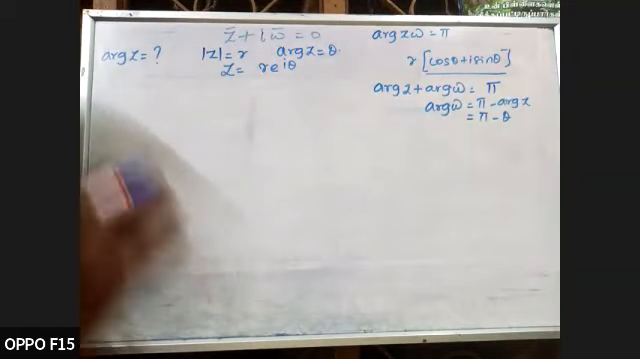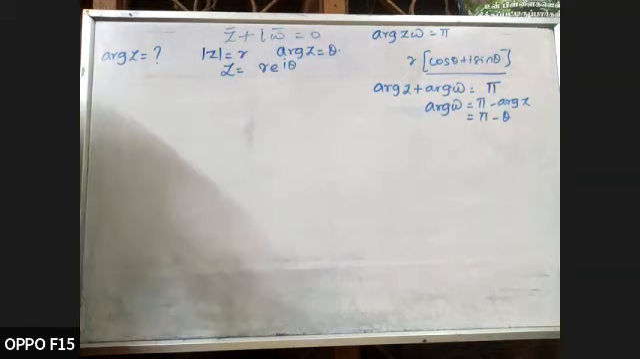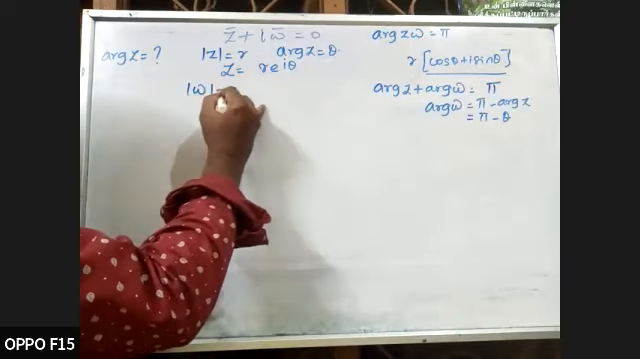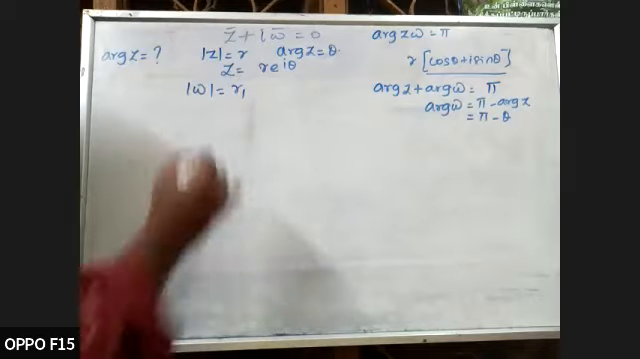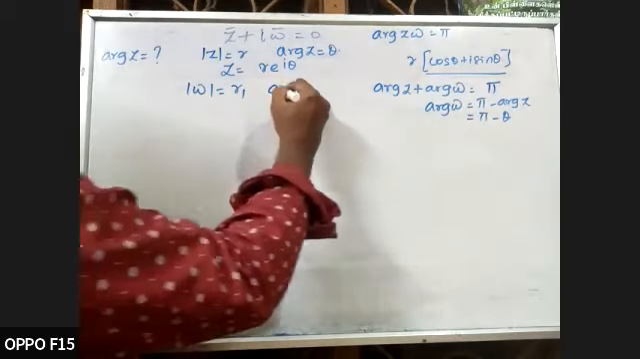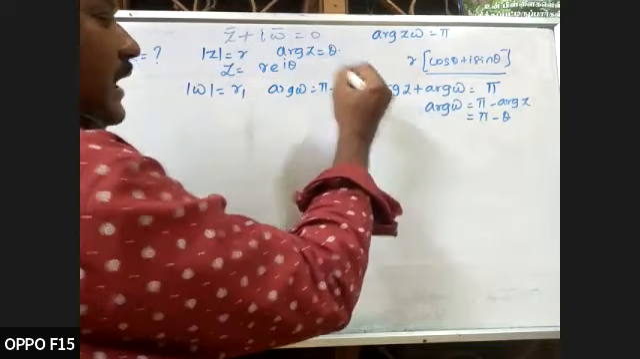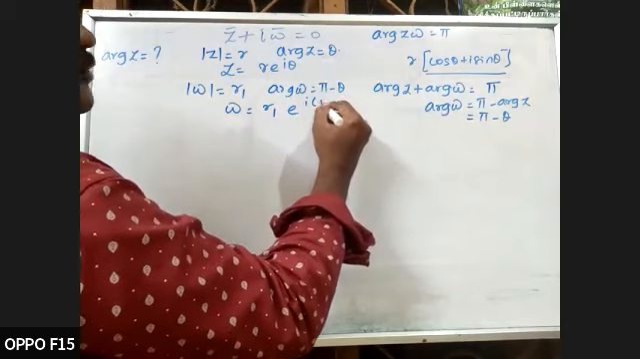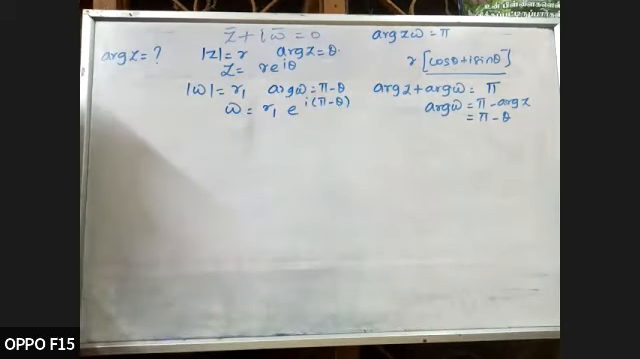Can anyone tell me what is the modulus of omega? Last time you found modulus of omega is 1 by modulus of Z, so 1 by R. But here it is not given how to find the modulus of omega. Therefore, I am taking modulus of omega equals R1. But argument of omega equals pi minus theta. Then we can write the complex number omega as R1 e power i into pi minus theta. Everybody understand up to this?